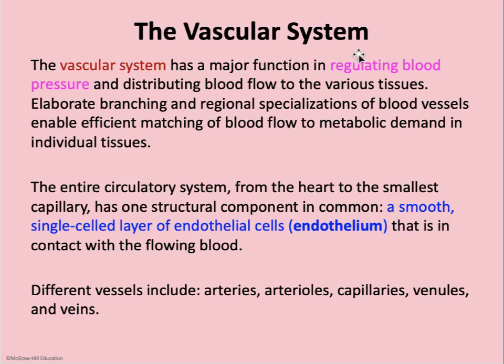The next section is pretty logical, and we can progress through it quite rapidly. This section is called the vascular system. It basically gives you the physiology and some anatomy of the blood vessels that make up the circulatory system other than the heart. So the vascular system has a major function of regulating blood pressure. That is its major function, as well as distributing blood to various tissues depending on the conditions within the body, in addition to external factors also.